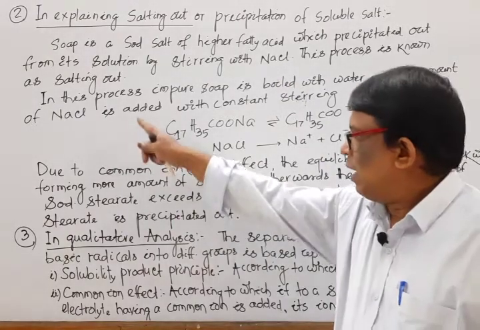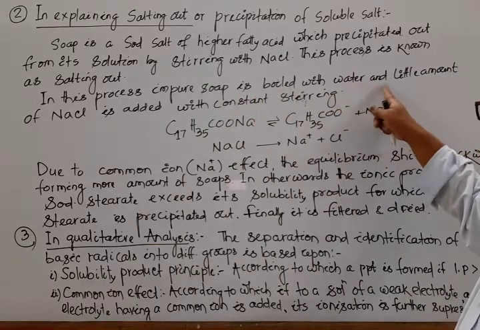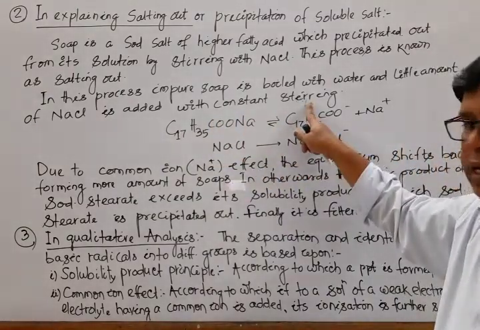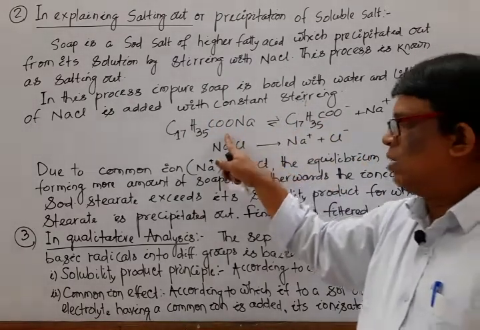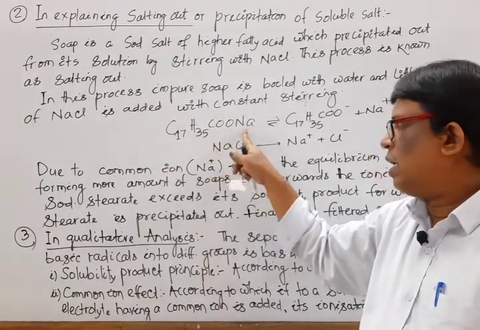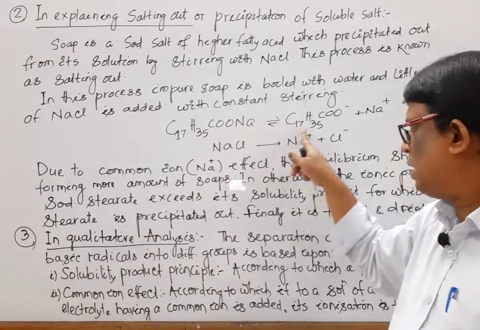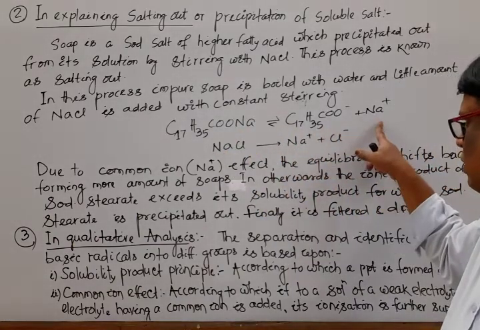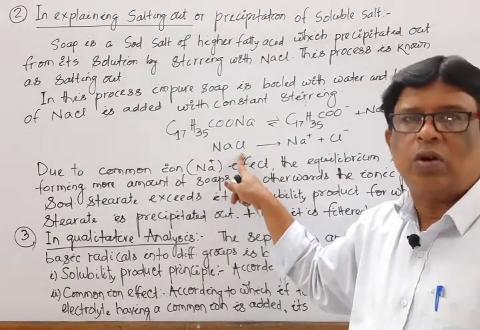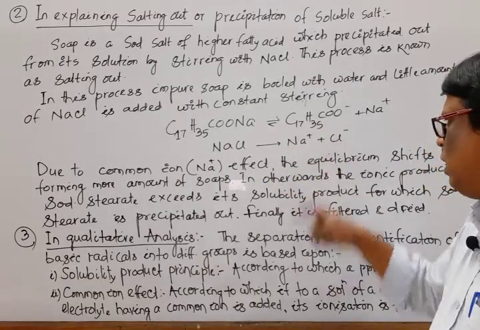In this process, impure soap is boiled with water and a little amount of sodium chloride is added with constant stirring. Mark the equation. The formula of soap is sodium stearate. Sodium stearate, being the impure one, is a weak electrolyte and breaks down partially to form stearate ion and sodium ion. Sodium chloride is a salt, a strong electrolyte, and ionizes completely to give sodium ion and chloride ion.